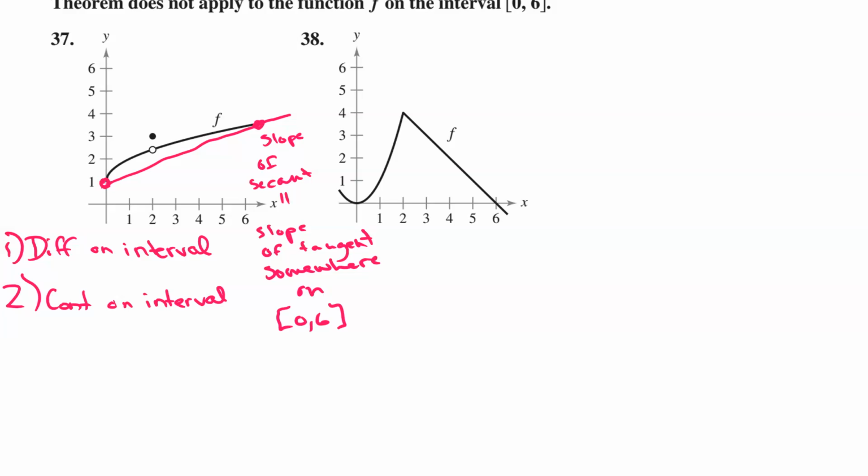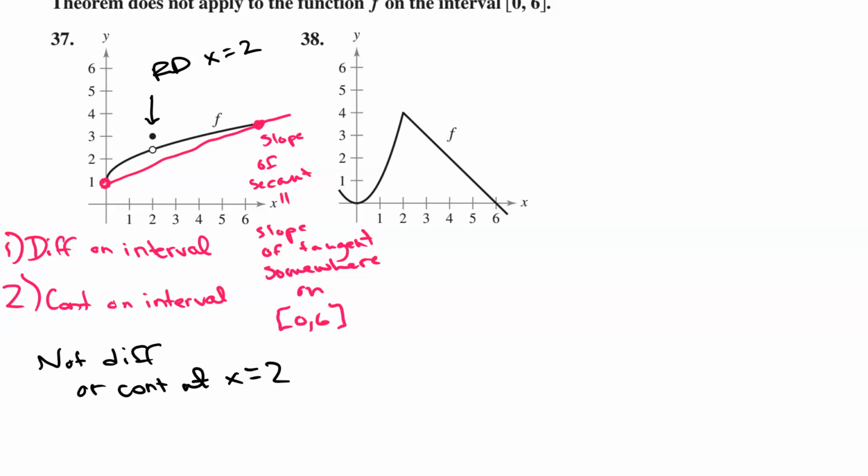So you'll notice we have a removable discontinuity here at x equals 2. So that means we're not differentiable. There's no tangent line that we can find at that hole, right? So we're not differentiable or continuous at x equals 2. Because we're not differentiable anywhere on the interval, the MVT can't apply.